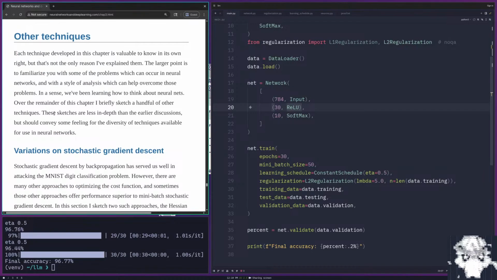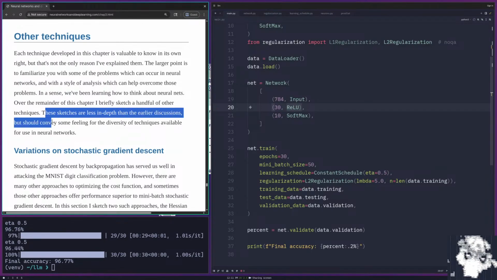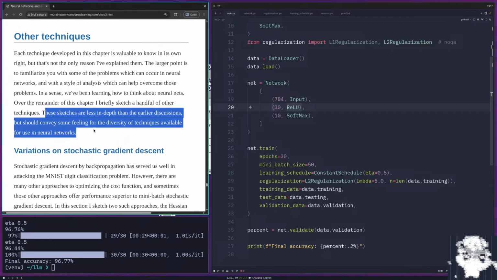Other techniques. Each technique developed in this chapter is valuable to know in its own right, but that's not the only reason I've explained them. The larger point is to familiarize yourself with some of the problems which can occur in neural networks and with a style of analysis which can help overcome those problems. In a sense, we've been learning how to think about neural nets. Over the remainder of this chapter, I briefly sketch a handful of other techniques. These sketches are less in-depth than the earlier discussions, but should convey some feeling for the diversity of techniques available for use in neural networks.